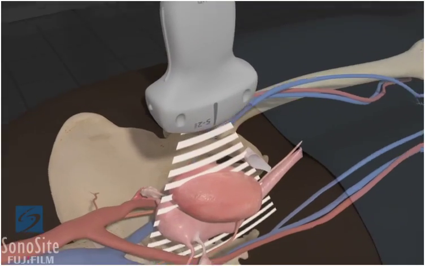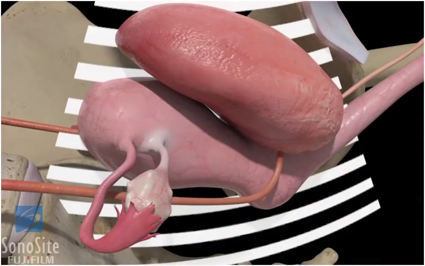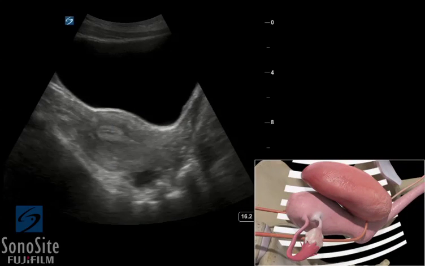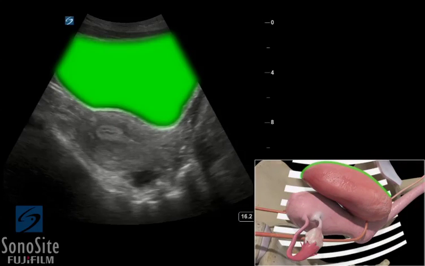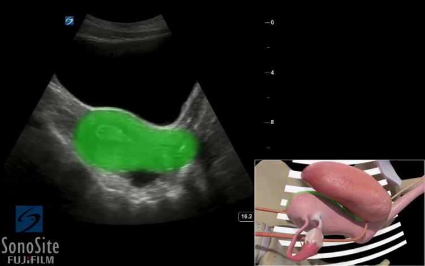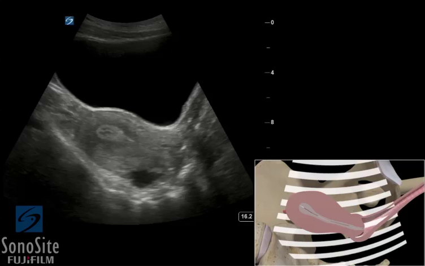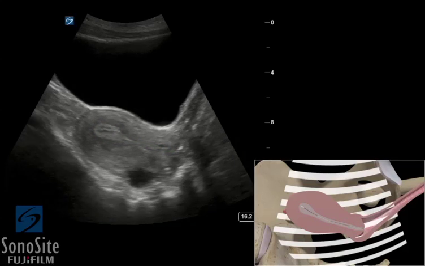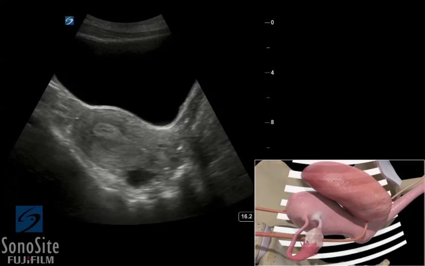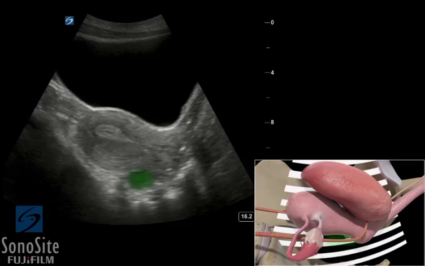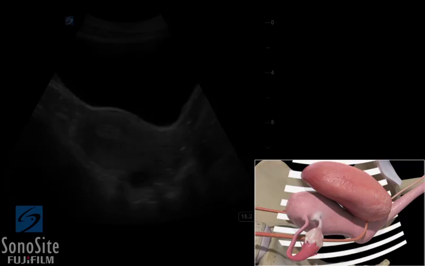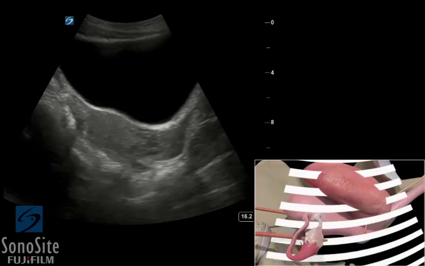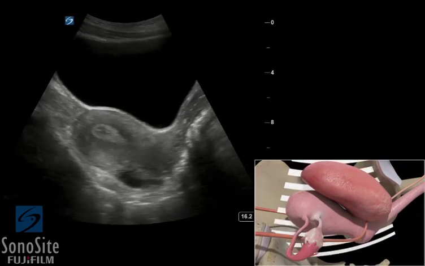The transducer is placed above the pubic symphysis and angled into the pelvis to visualize the bladder, which appears as an anechoic triangular structure. The uterus is echogenic or gray in appearance and can be seen directly posterior to the bladder. The endometrial stripe will appear as a bright, echogenic line from the uterine fundus to the cervix. Posterior to the uterus is the rectouterine pouch, which should be evaluated for free fluid. The transducer should be swept from side to side to see the entire uterus.